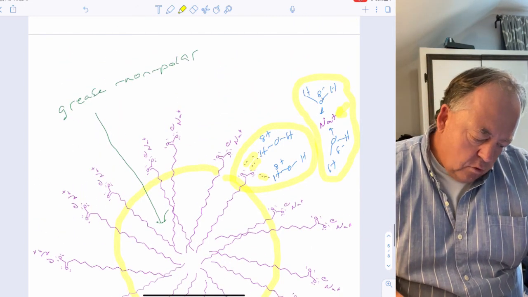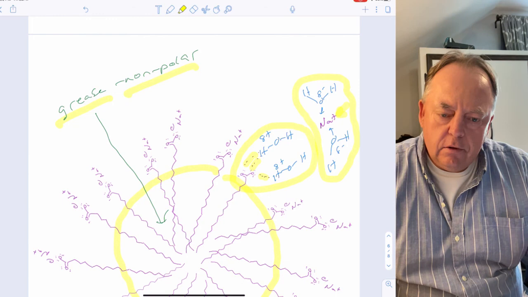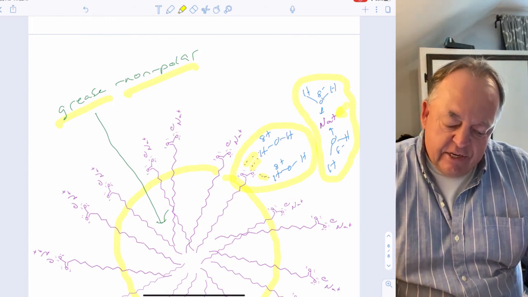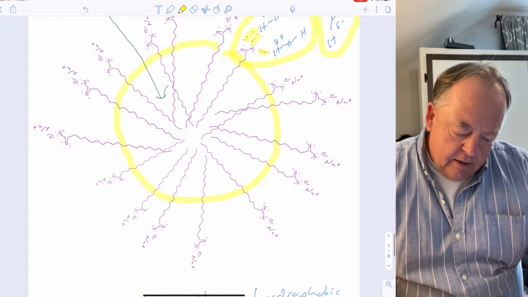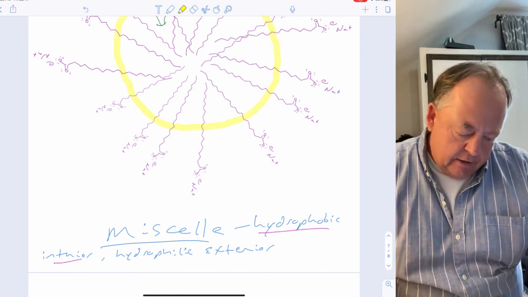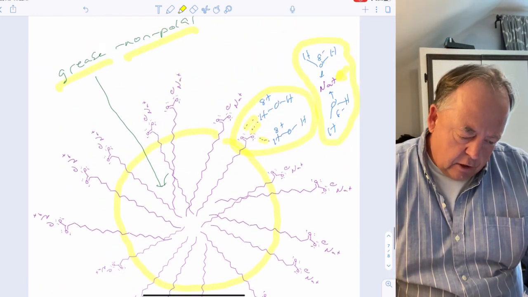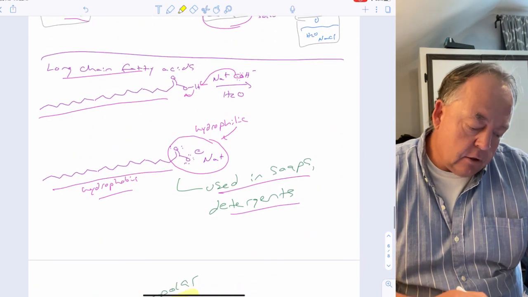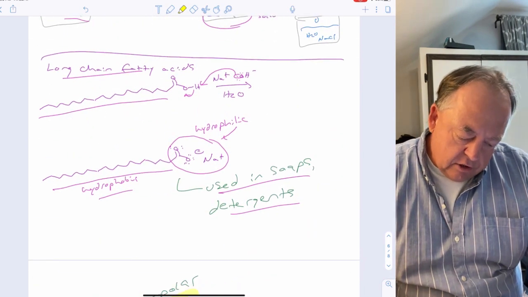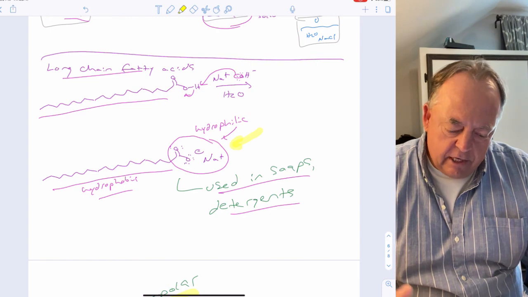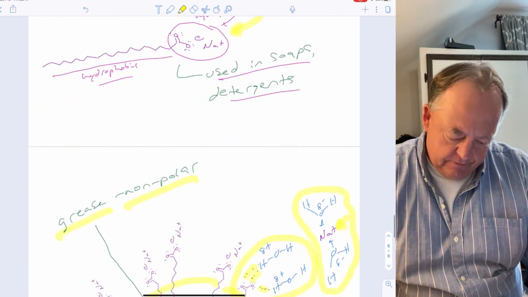So this can be useful because something like grease, which is very nonpolar, would go into the interior of that micelle, and then you wash it away, and so now you've cleaned something, right? So these long-chain carboxylic acids, once converted to their salt form, then they can be used as soaps and detergents.